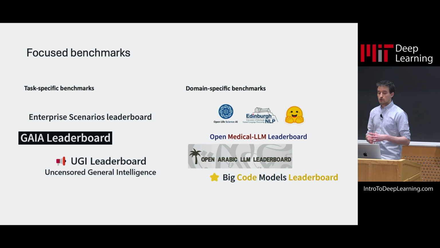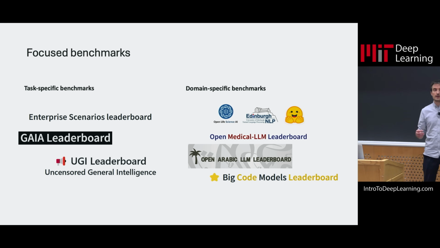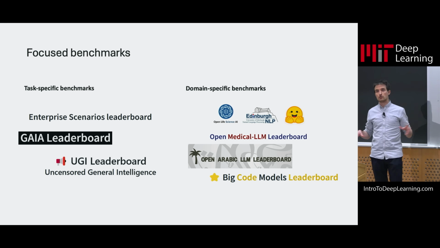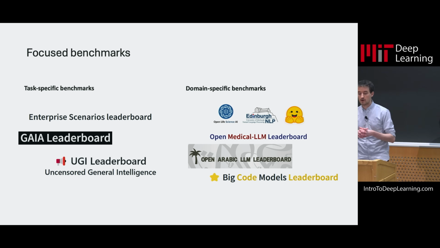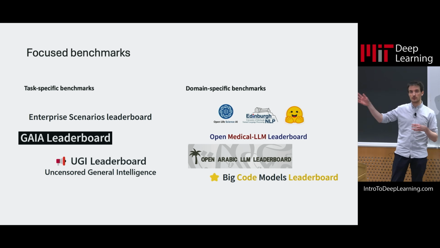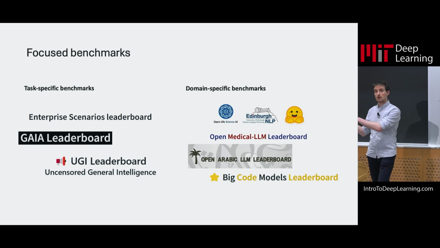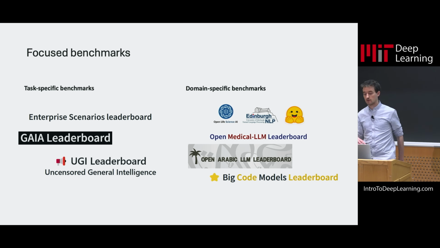You can also use more focused benchmarks, because I talked about MMLU and very generic benchmarks that are really general purpose, but you also have task-specific benchmarks like enterprise scenarios, and domain-specific benchmarks. For example, we could create our own benchmark evaluation suite for Finnish, for code, for the medical domain, all that kind of stuff.